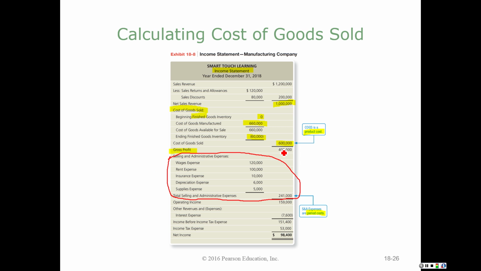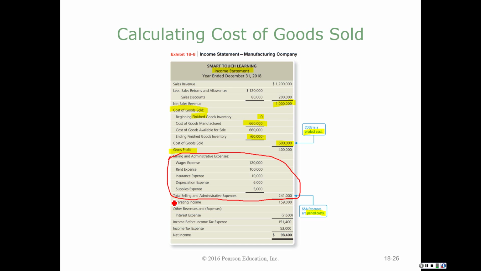But if I take my gross profit and I subtract those total selling and administrative expenses, I come up with operating income. So I can see not only did I sell my product for a profit, $400,000, I still have a profit of $159,000 after we take into consideration all of those selling, general, and administrative expenses. Now remember the interest expense that we saw in a problem earlier?